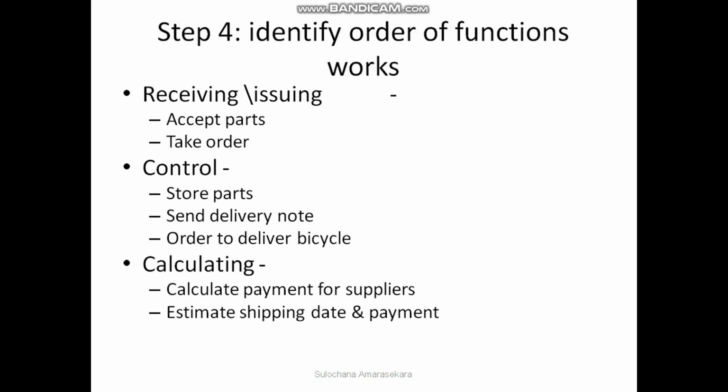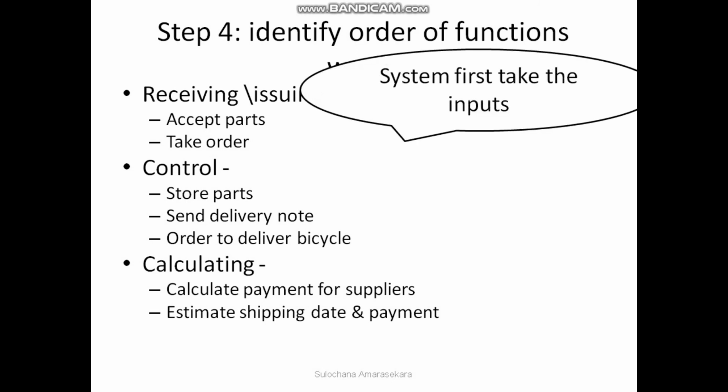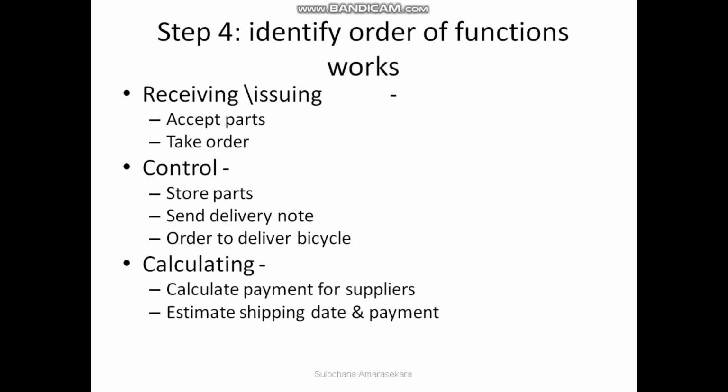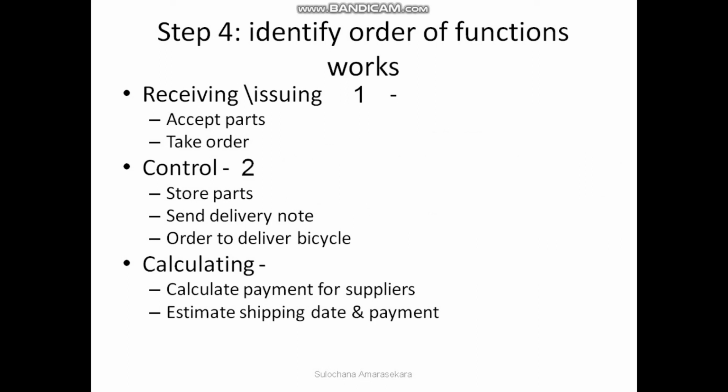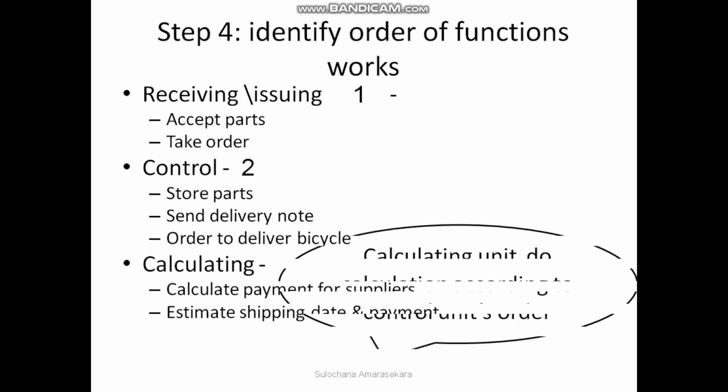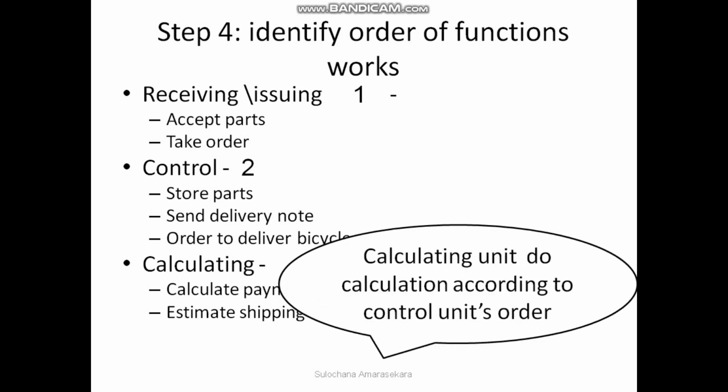Now it is time to identify the functioning order. Normally we take input first. Because of that I put 1 for the receiving and issuing unit. After that we give orders. Because of that I put 2 for the control unit. We are doing estimation according to the control unit order. Because of that I put 3 for the calculating unit.